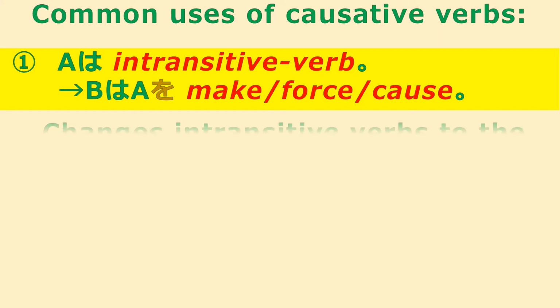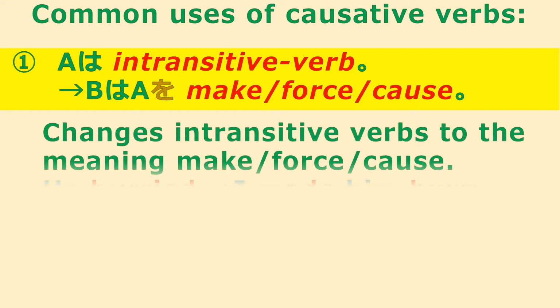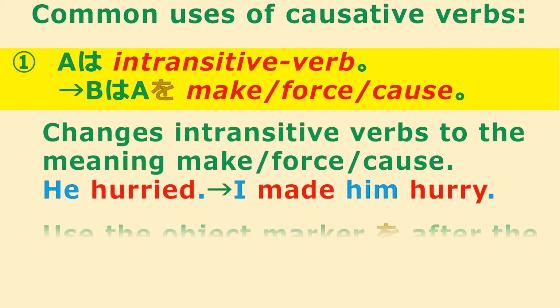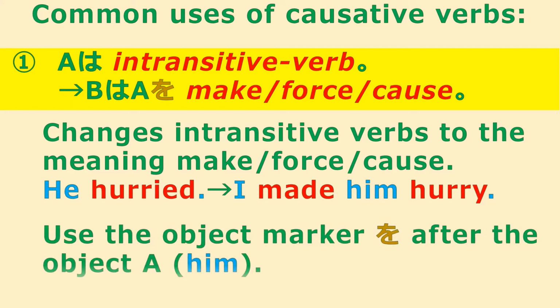Causative verbs are used in different ways. The first common way is to change an intransitive verb into something with the meaning of make, force, or cause. For example, changing he hurried into I made him hurry. Note how you mark the grammatical object in this type of causative sentence.